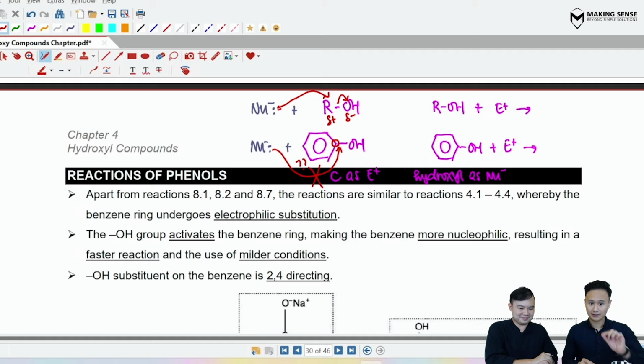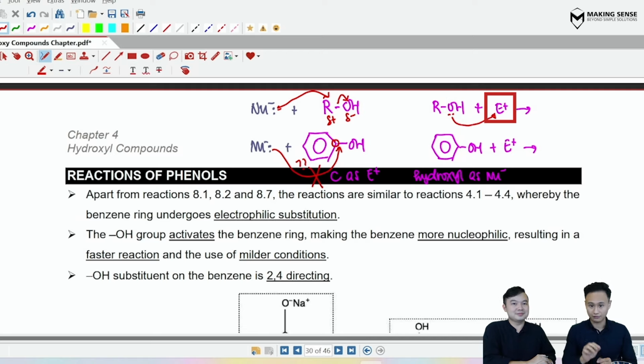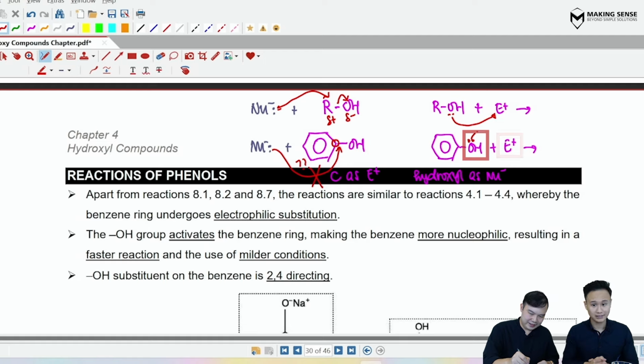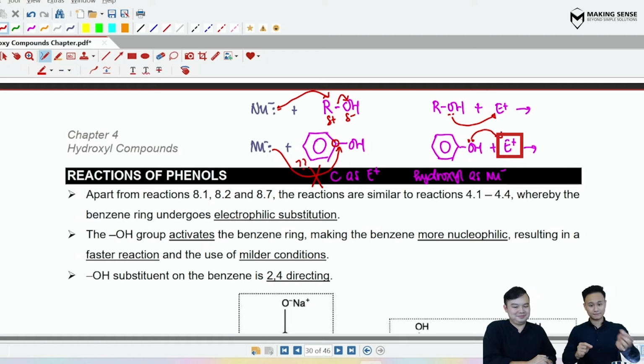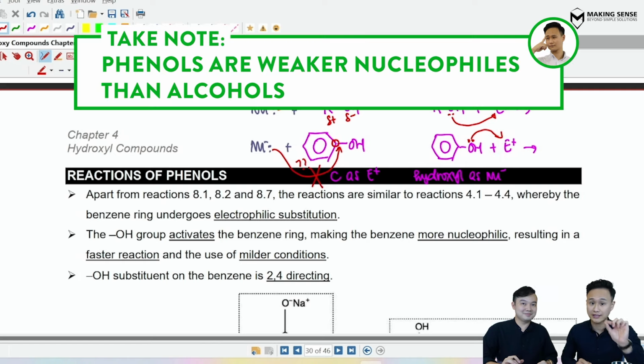However, like we mentioned just now, both alcohols and phenols can behave as nucleophiles. The focus here is on the hydroxyl functional group. Expose the lone pair on the oxygen and attack the electrophile. That's for an alcohol, and for phenols, we can do the exact same thing. Just before we go into the first few reactions, let me remind you again: phenols are weaker nucleophiles than alcohols because the lone pair on the oxygen in the phenol has been delocalized into the benzene ring.